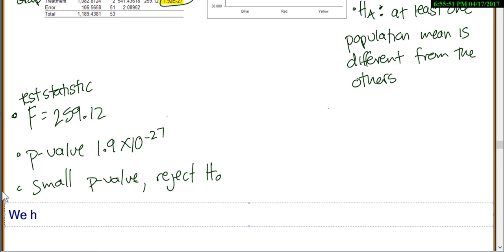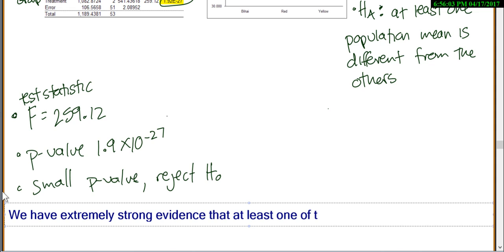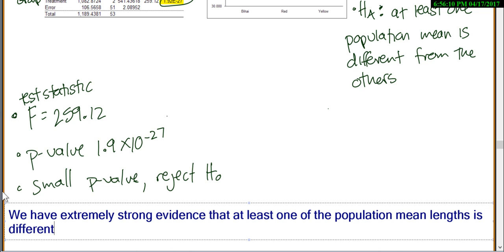And we would say something like, now that's a very small p-value, so I'm going to say extremely strong evidence here. We have extremely strong evidence that at least one of the population mean lengths, because we're talking about flower lengths, is different from the others.